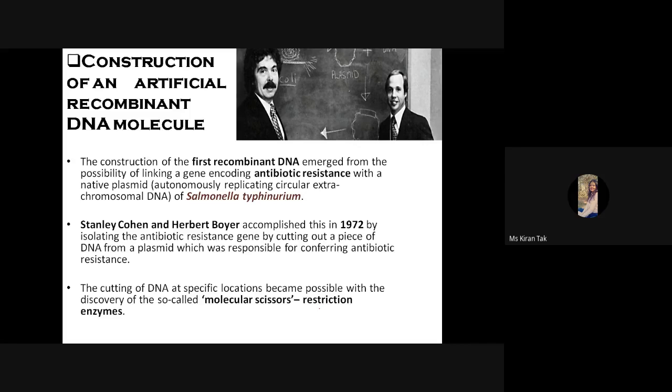So the first is the construction of an artificial recombinant DNA molecule. First, Stanley Cohen and Herbert Boyer in 1972 construct an artificial recombinant DNA. In this construction, what they have done is they used Salmonella typhimurium from the plasmid, the native plasmid. The antibiotic resistance gene is removed with the help of the molecular scissors, that is known as restriction enzymes.